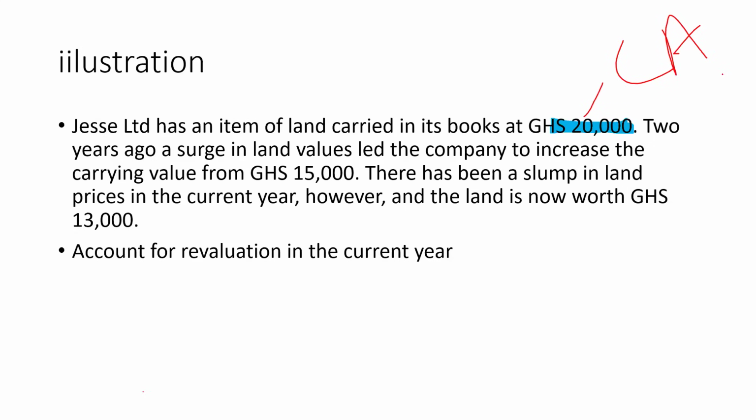Okay. So it's a surplus. 2 years ago, it was 15,000 and they revalued it to what? 20,000. So it's a surplus of what? 5,000. Portia, are you okay? Do you now see the surplus of 5,000?